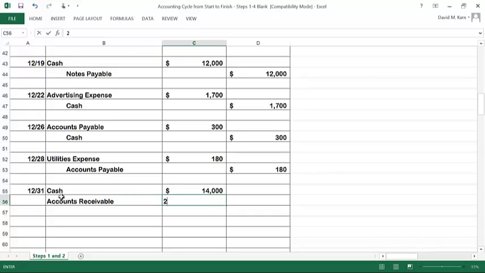They owe us the money. It doesn't mean that they're going to pay us. It just means they owe us the money. So hopefully we will definitely get the cash, but it's not a guarantee.